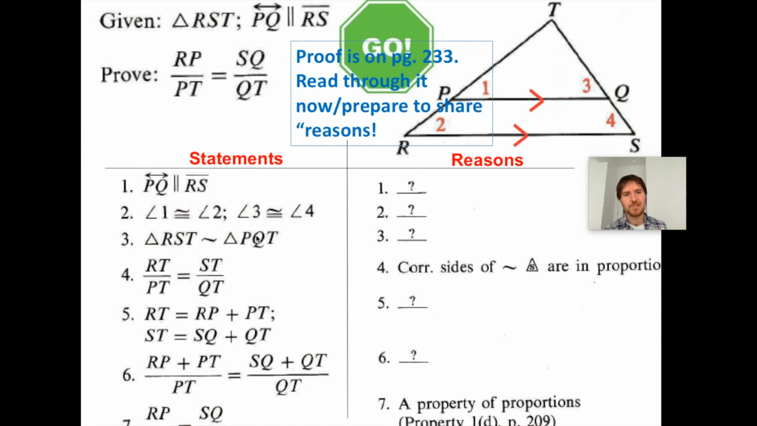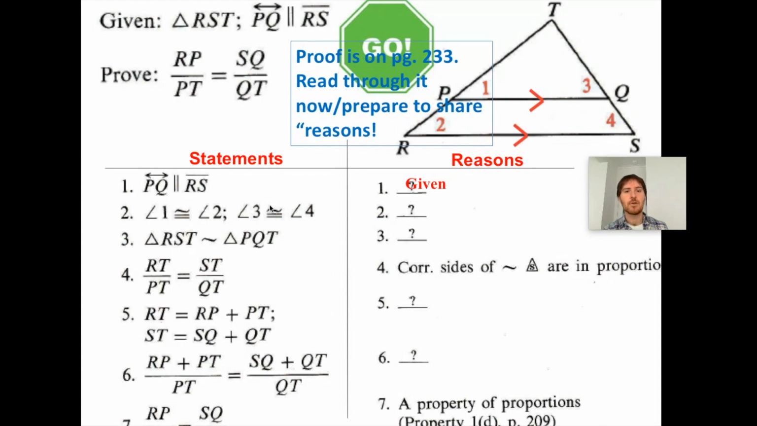Who's got my first reason here? Thank you for jumping on here. Given premise: segment PQ is parallel to the third side, and it's going to divide it proportionally. That's going to be the consequence. We need to get a chain of reasoning to show that it does actually divide it proportionally: PR over PT equals QS over QT. Those two points, P and Q, divide those sides proportionally.